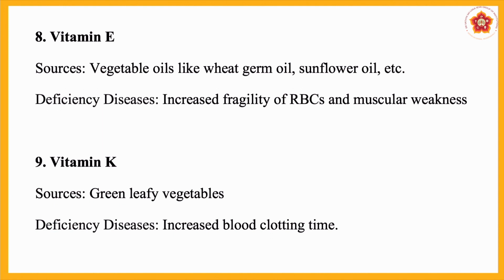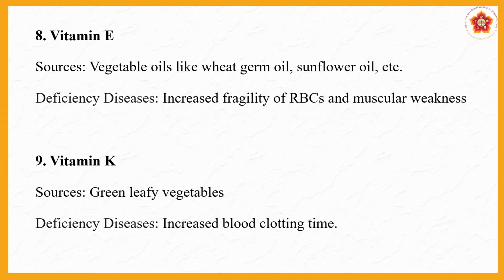Next one is vitamin K. It is present in green leafy vegetables, and the deficiency disease is increased blood clotting time. Sometimes when blood comes, it has to clot immediately, right. So, with vitamin K deficiency, what happens? It will increase the blood clotting time. So, this is all about the vitamins.